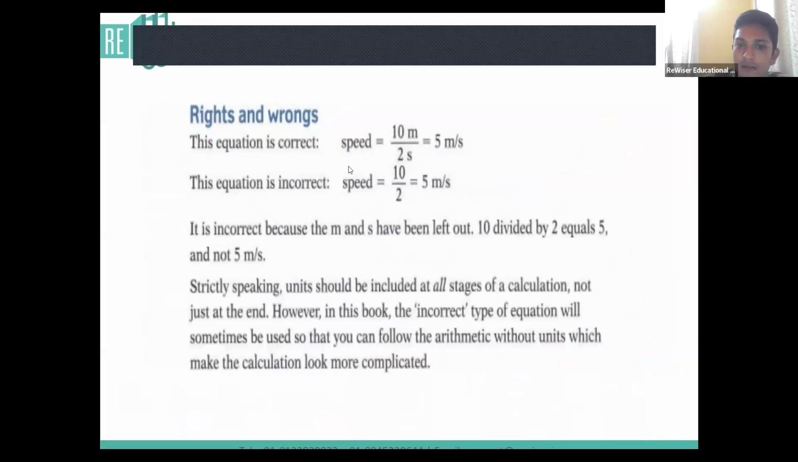So can you tell me, in this statement I've written the equation speed equals 10 meter per 2 second, which is 5 meter per second, which is correct. But in this equation, 10 by 2, 5 meter per second, this is incorrect. Can you see why I've explained this as incorrect? Because the units aren't mentioned in the second step. Exactly. The units aren't mentioned.